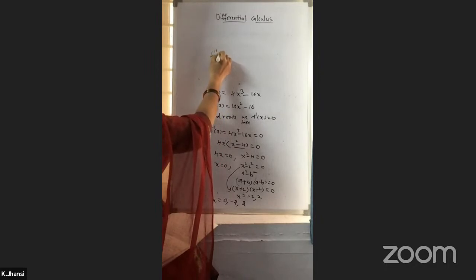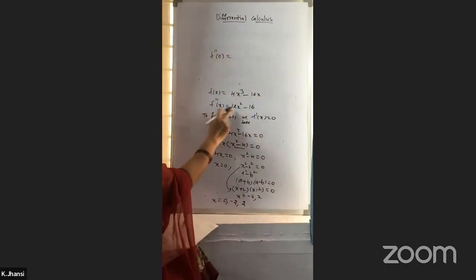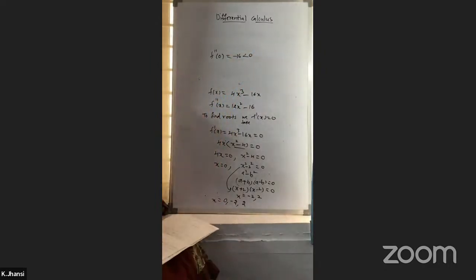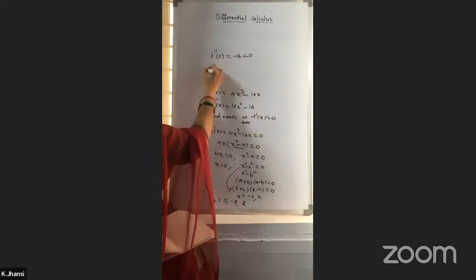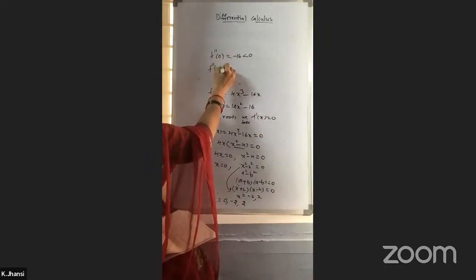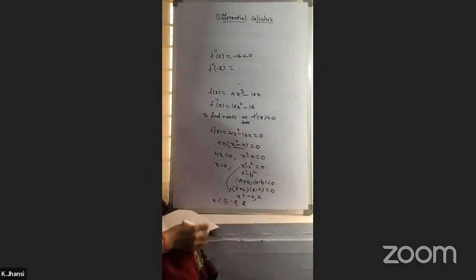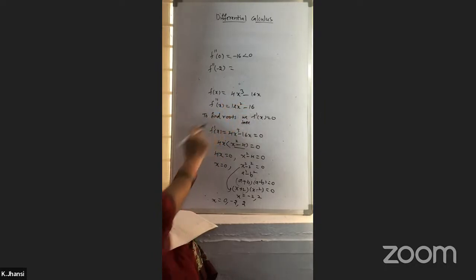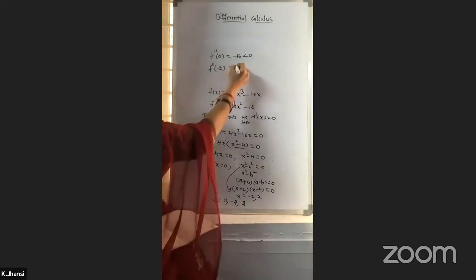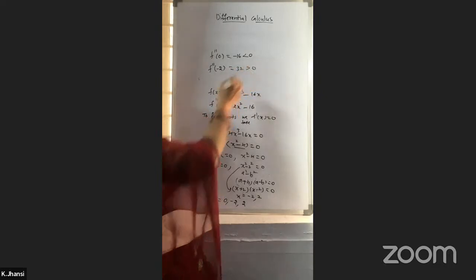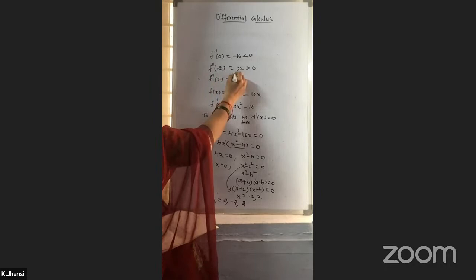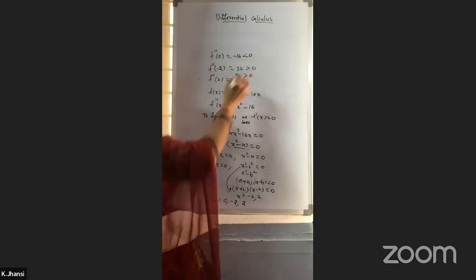First you see f double dash of 0. F double dash of 0 means this is 0 minus 16, which is less than 0. Similarly, this is a negative value. F double dash of minus 2: minus 2 whole square is 4, 12 times 4 is 48, 48 minus 16 means 32. You will get greater than 0, a positive value. And f double dash of 2 is also 32, greater than 0.